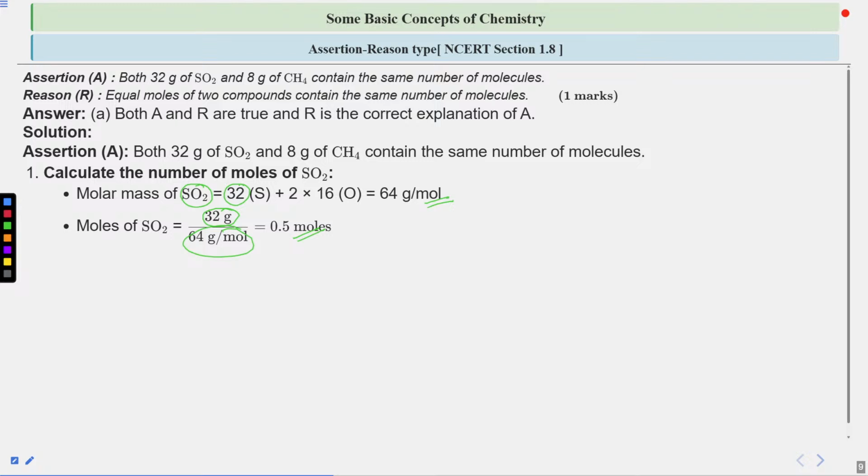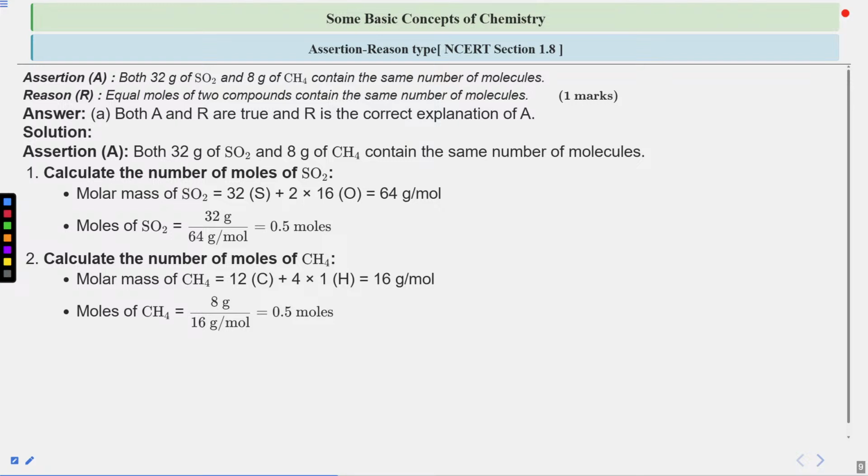I am moving forward. So it is simply the formula, which is given mass by molar mass. So we know the given mass, it is 32 gram for sulfur dioxide, and the molar mass was calculated in the first step, which is 64 gram per mole. So we have taken given mass by molar mass, which is 0.5 mole. 32 by 64 will give you 0.5 mole.